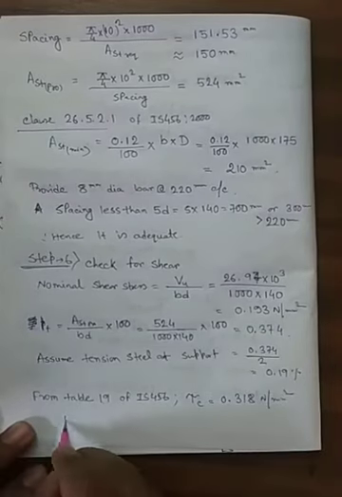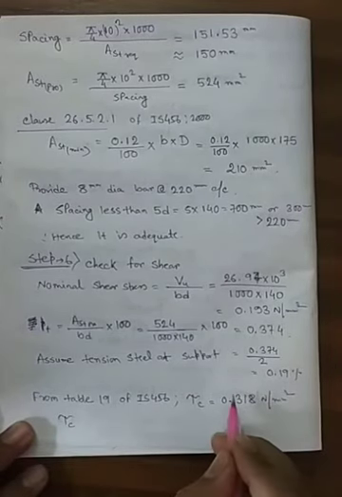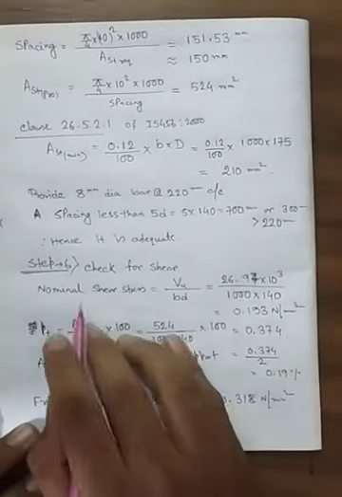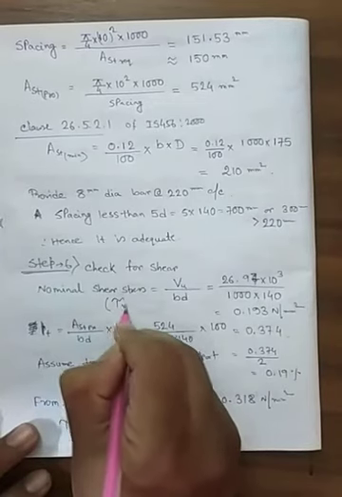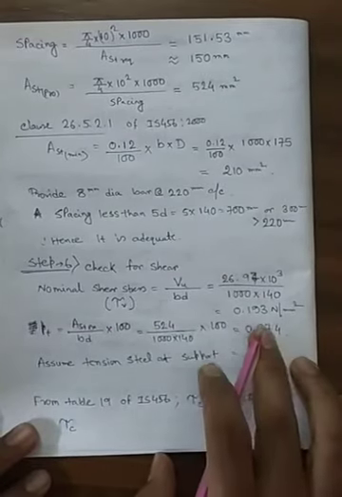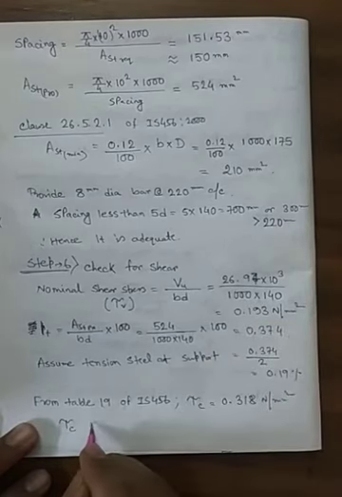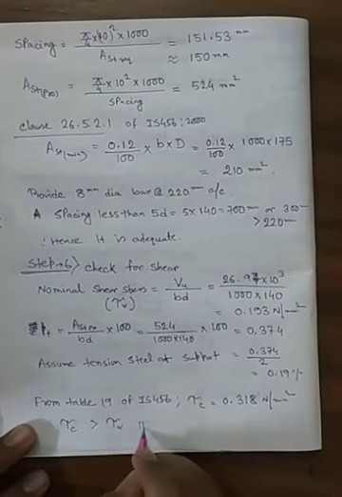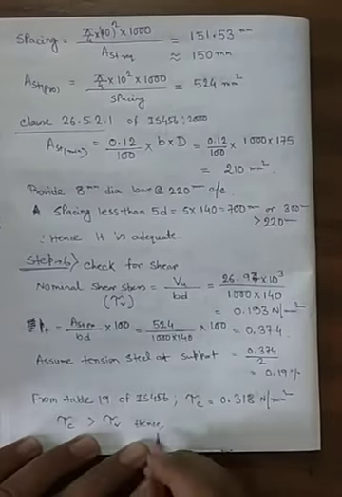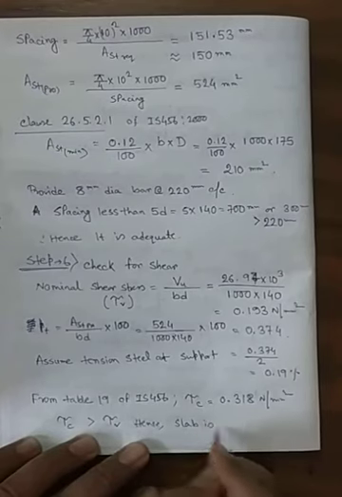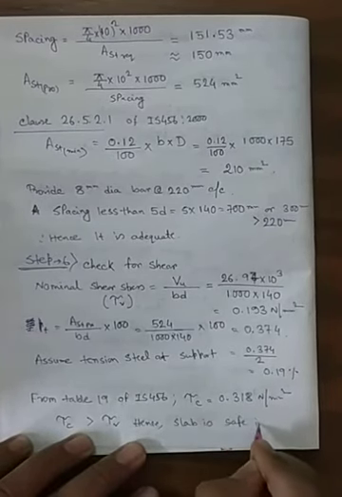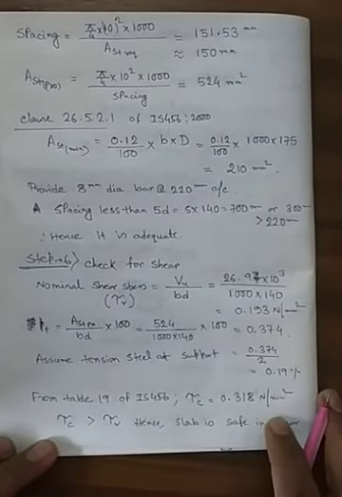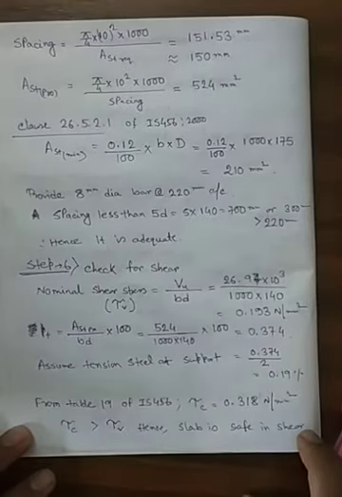So tau C value is 0.318 Newton per millimeter square. Now this tau C value is 0.318, and our tau V value is, remember one thing, this nominal shear stress we represent as tau V. So this tau V value is 0.193. So clearly we can say tau C is greater than tau V. Hence we can say the slab is safe in shear. Remember one thing, if this tau C value comes lesser than this tau V value, then we have to redesign this problem.